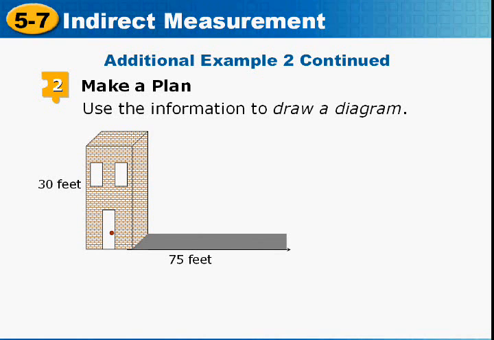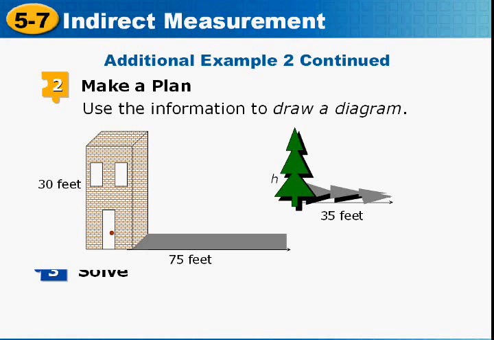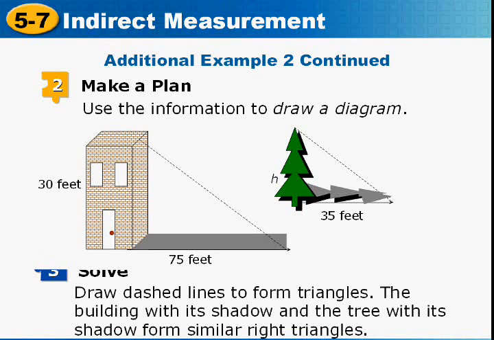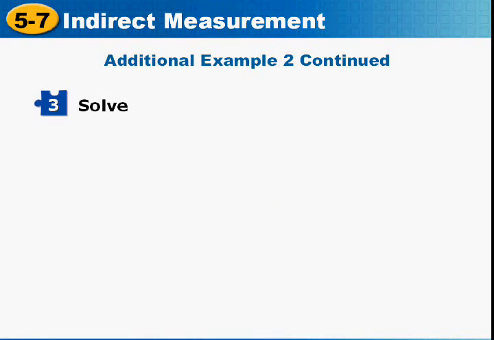But you have a 30-foot tall building casting a shadow of 75 feet. You have a tree casting a shadow of 35 feet. I drew dashed lines to form triangles. The building with its shadow and the tree with its shadow form similar right triangles. So these two things are proportional to one another. We just have to find the right height of the tree to keep them proportional.